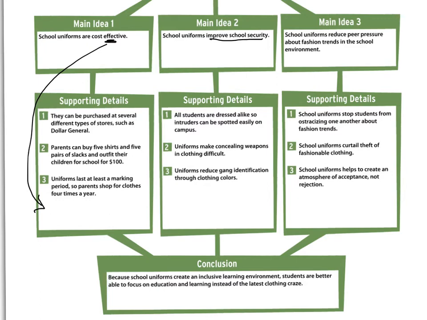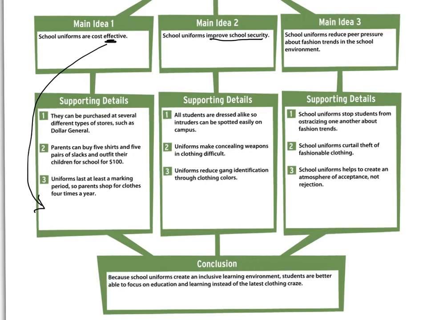The final body paragraph deals with peer pressure associated with fashion trends. Each one of the supporting details has to talk about fashion trends. Okay? The first one deals with school uniforms stop students from ostracizing one another about fashion trends. Those who cannot afford the latest trends are not ostracized because of their clothing, because everyone is dressed alike.